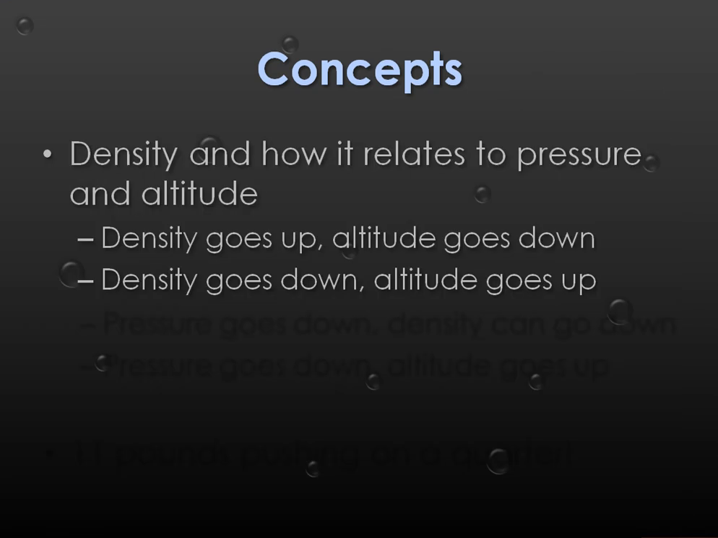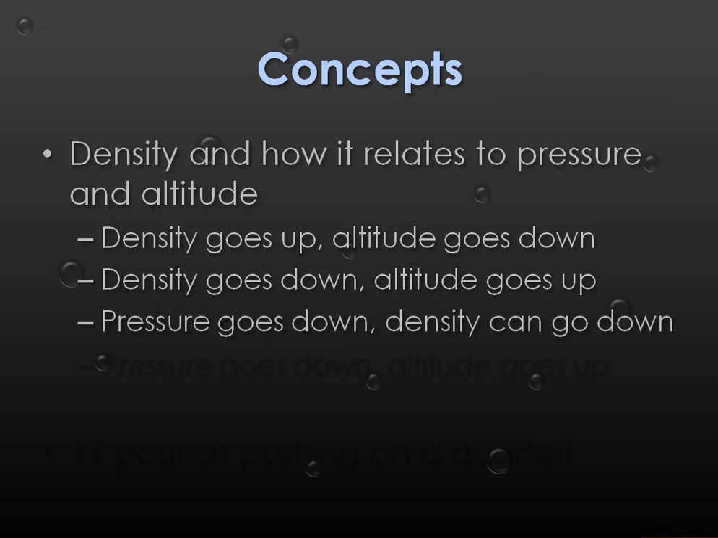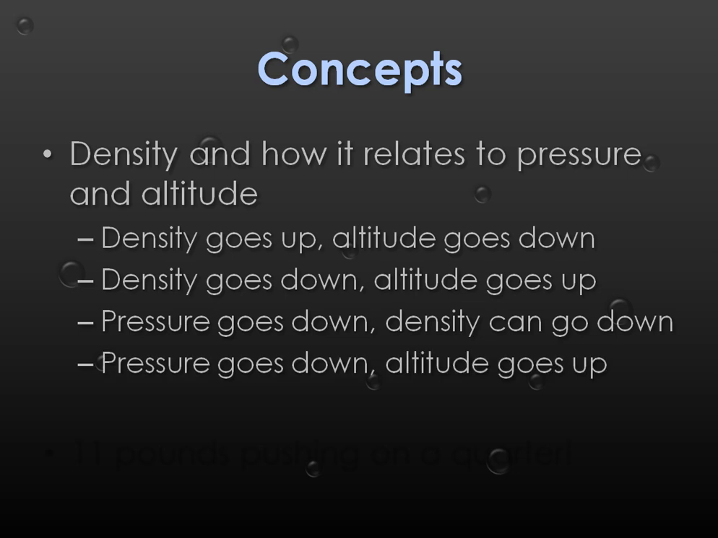Now, the next thing to look at is pressure goes down, density can go down. It's not a guarantee that density is going to go down, but usually if we decrease the pressure on something, that means it's probably going to expand a little bit too, which would mean that density would go down. And then finally, when pressure goes down, altitude for sure usually goes up. What that means is that as you climb higher in the air, we usually see the pressure going down, and the altitude goes up. At the same time, it usually means that the density is also going to probably go down.